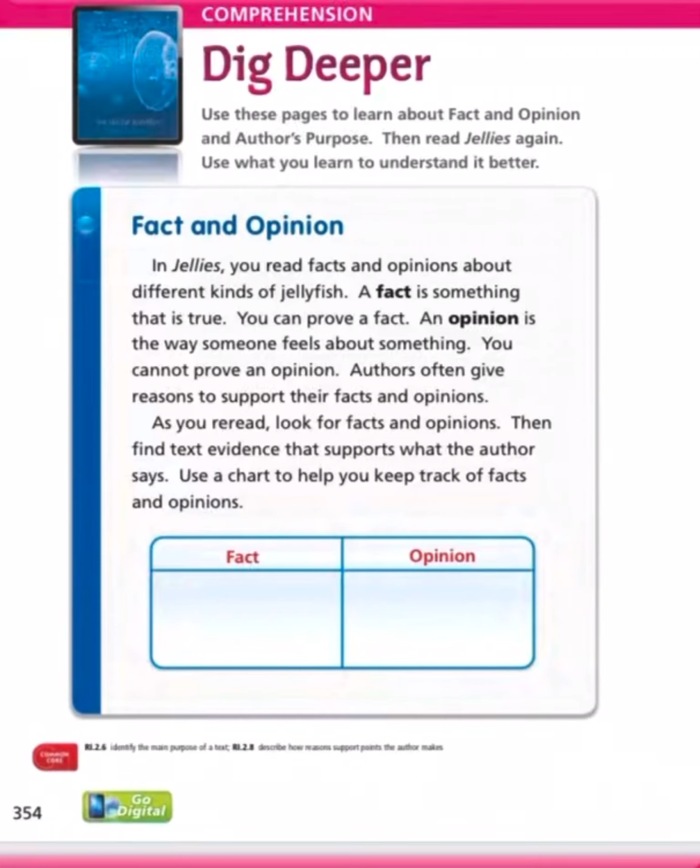Authors often give reasons to support their facts and opinions. As you reread, look for facts and opinions. Then find text evidence that supports what the author says. Use a chart to help you keep track of facts and opinions. Fact, opinion.